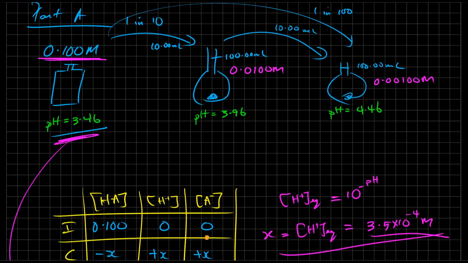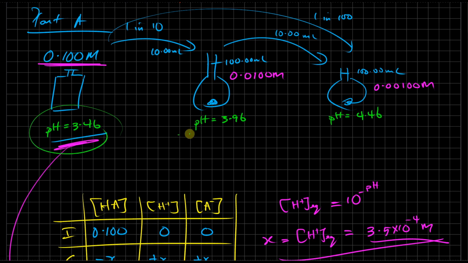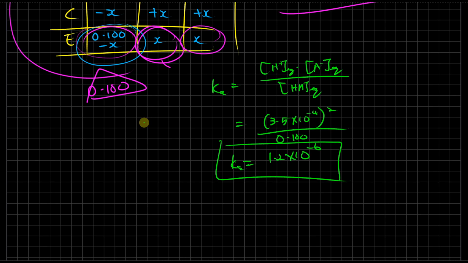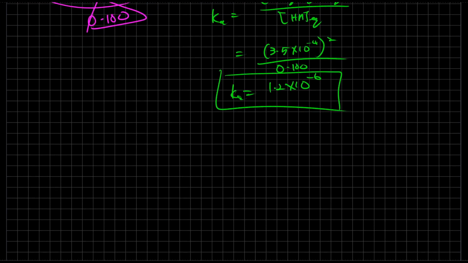And you're going to repeat this for each of the various dilutions that you make. You'll find a pH, plug it back into this table, and use that information to find the Ka of your acid.